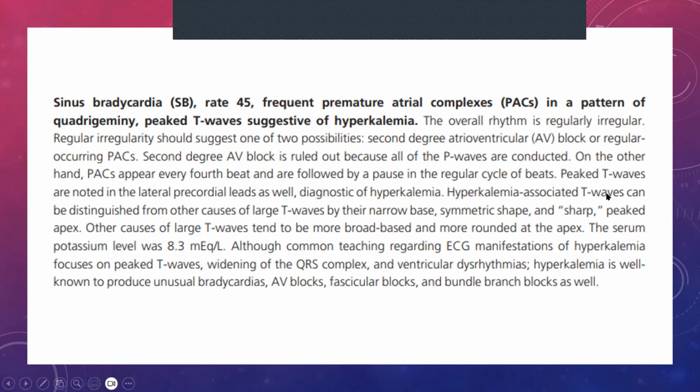So hyperkalemia, as you said, the T waves can be distinguished from other causes of large T waves by a narrow base, symmetric shape, and sharp peaked apex. Like I say, they look very, very painful to sit on, okay? As compared to others which tend to have a broad base, they're more rounded at the apex. So for example, hyperacute T waves seen in ischemia tend to be much rounder.